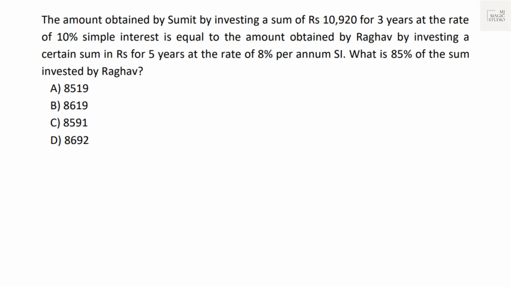Drawing and investing based on simple interest. You know the drill. Okay, classical touch. Let's see. The amount obtained by Sumit by investing a sum of rupees 10,920 for 3 years at the rate of 10% simple interest. In case of simple interest, amount is equal to P into 1 plus RT by 100. So the amount obtained by Sumit would be 10,920 into 1 plus R 10, T is 3, 30 by 100.